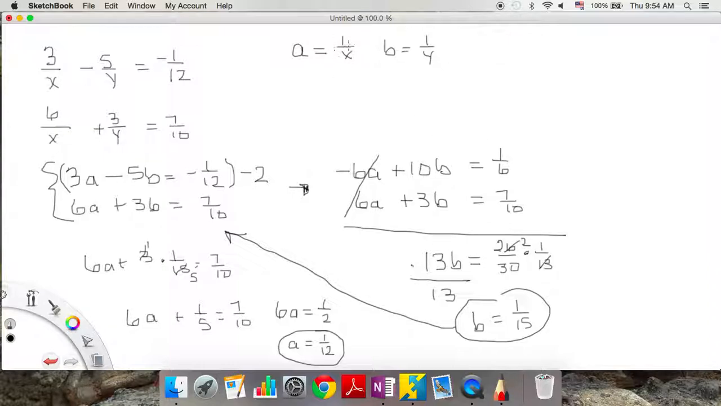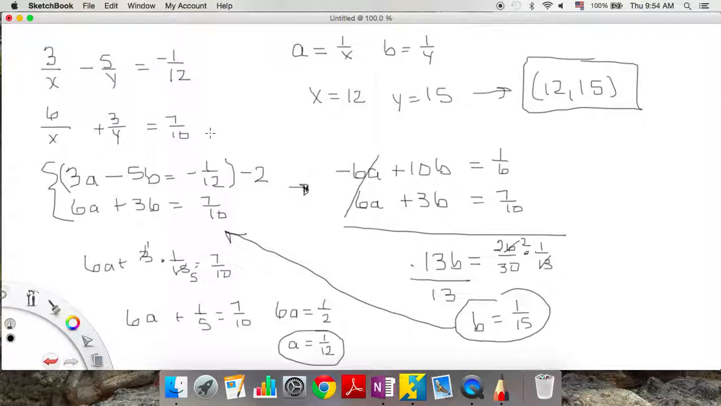Well, since x is just the reciprocal of a and y is the reciprocal of b, that means x is 12 and y is 15. So our answer is (12, 15). This is the point where these two lines intersect, or where these two graphs intersect.